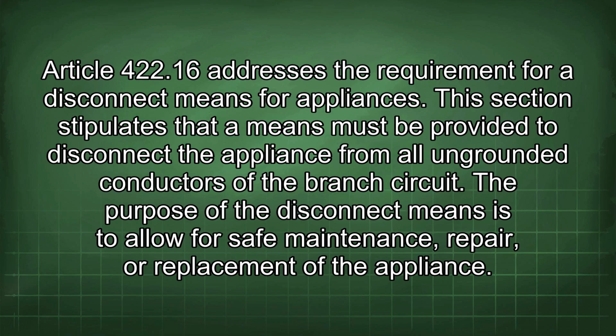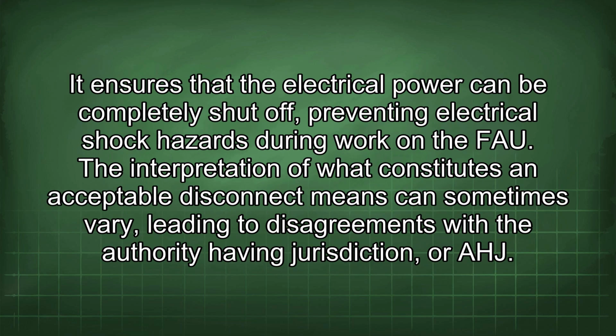Article 422.16 addresses the requirement for a disconnect means for appliances. This section stipulates that a means must be provided to disconnect the appliance from all ungrounded conductors of the branch circuit. The purpose of the disconnect means is to allow for safe maintenance, repair, or replacement of the appliance. It ensures that the electrical power can be completely shut off, preventing electrical shock hazards during work on the FAU.